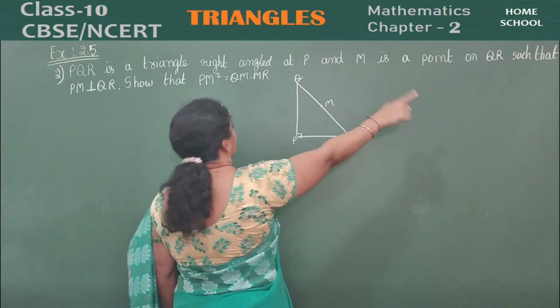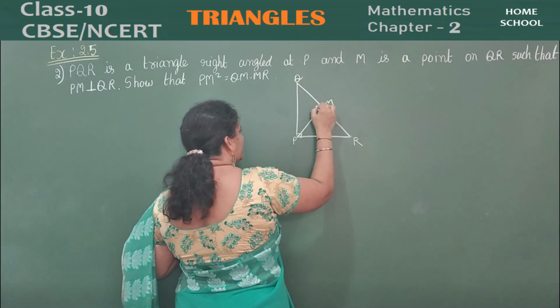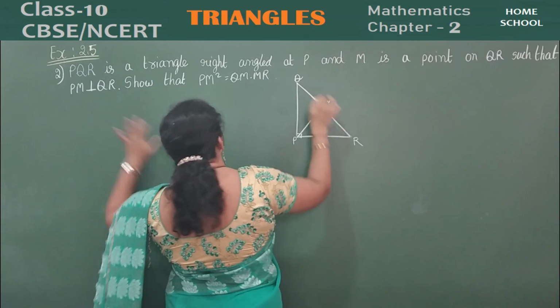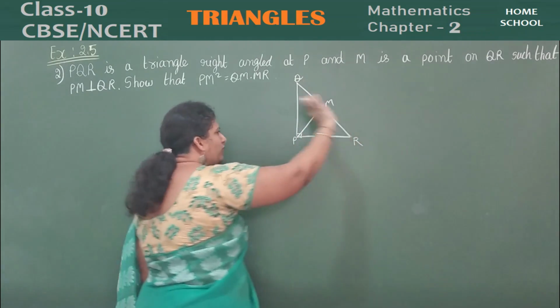Observe here. Such that it should be perpendicular. Okay, PM is perpendicular to QR. Show that PM square is equal to QM into MR.